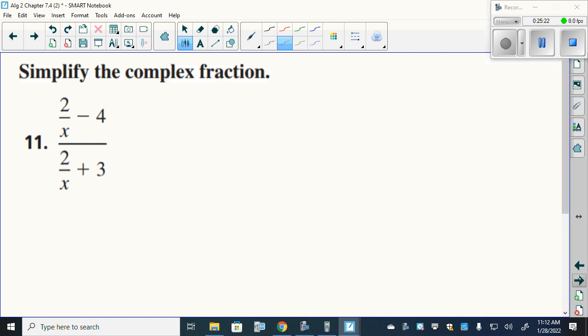Let's look at this one here. So we do need to multiply the top and bottom by the same thing so that we reduce the fractions out completely in the top and bottom. Now looking at this here, what would I need to multiply the top and bottom of this by? X and X, yes. Do we need anything else?